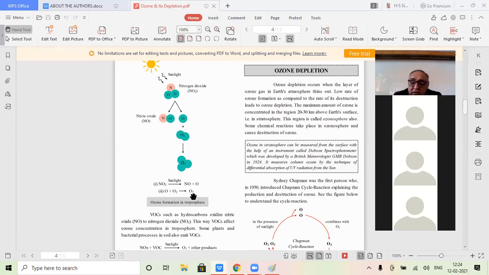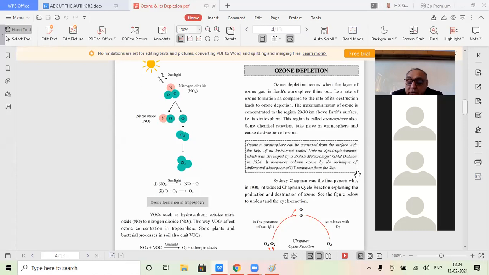So please bear this in mind: ozone formed in the stratosphere is what? In the presence of sunlight, O2 is broken into O plus O. Then the single O combines with O2 to form ozone. But as far as the troposphere is concerned, there is a different reaction. Here the nitrogen oxides are broken apart in the presence of sunlight, and one O becomes separate. So that O combines with the oxygen, O2, and that leads to the formation of O3, which is called ozone.